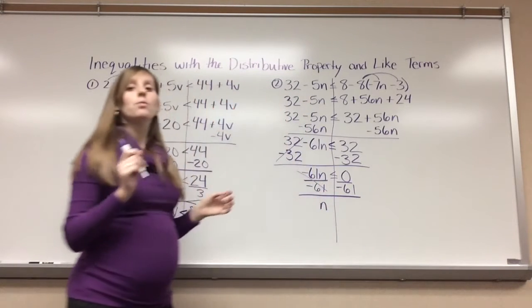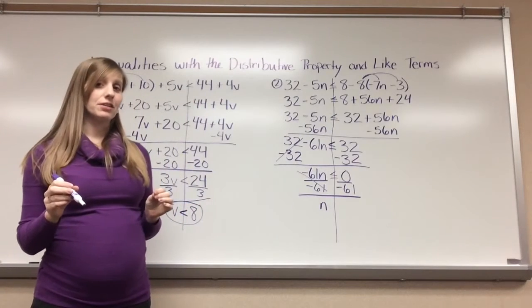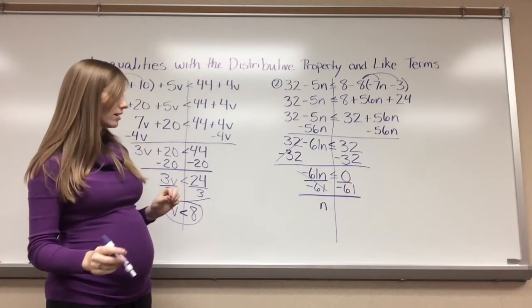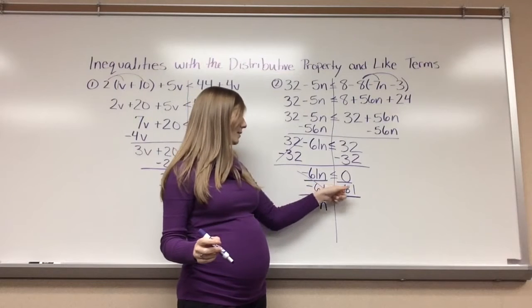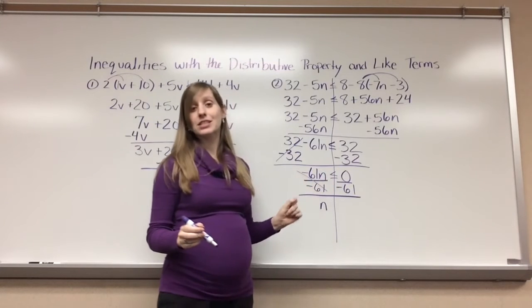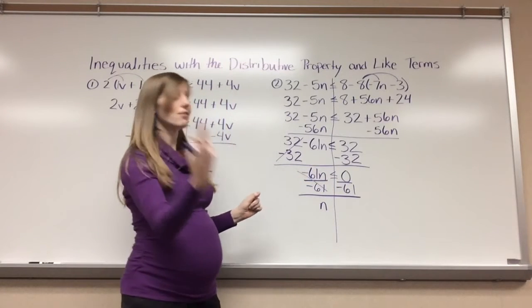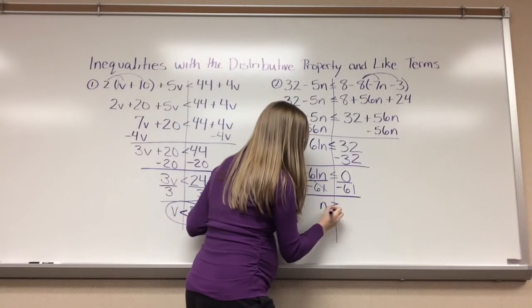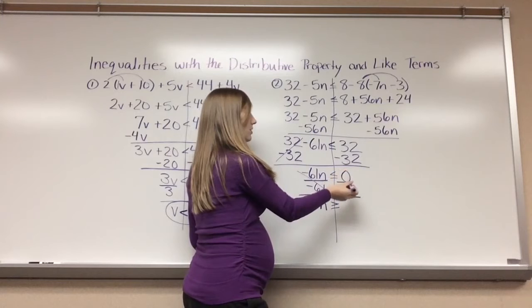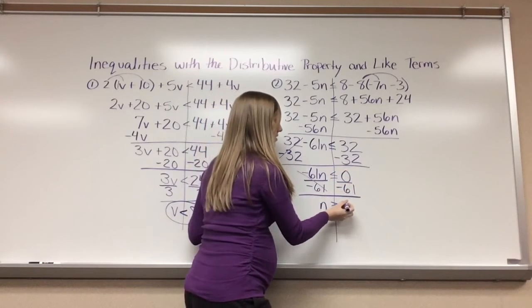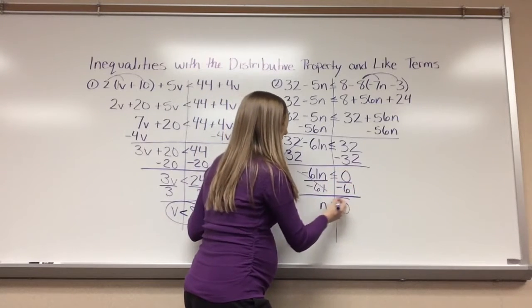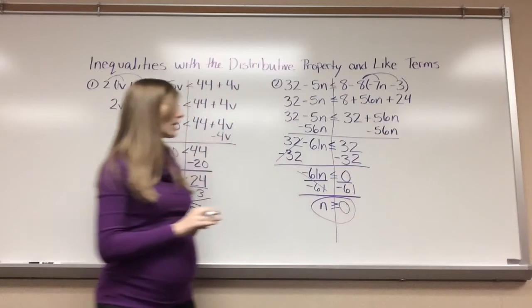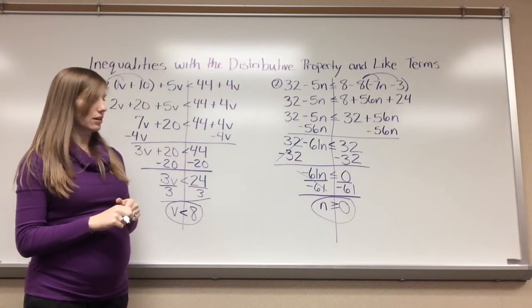Now remember, when you divide by a negative, you must flip the inequality sign. Well, I divided both of these sides by negative 61, which means I need to flip my inequality sign to greater than or equal to. 0 divided by negative 61 is just 0. So our answer is n is greater than or equal to 0.